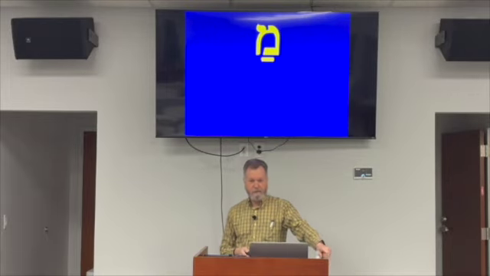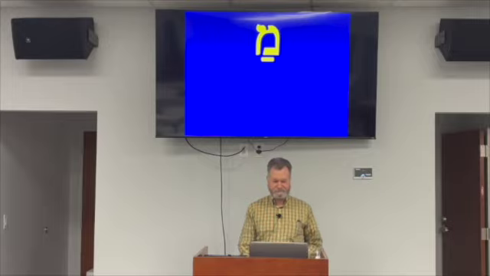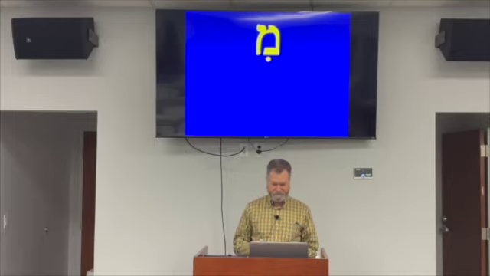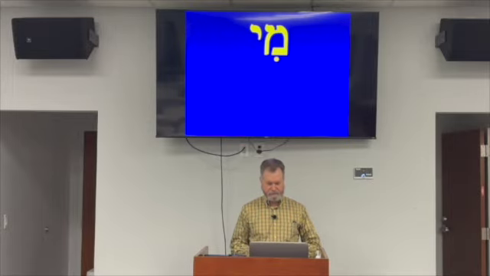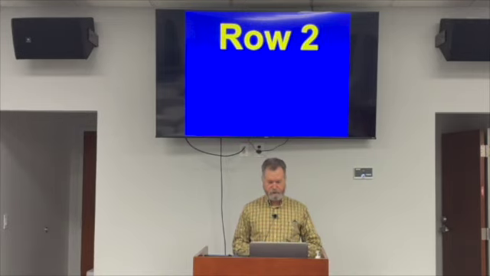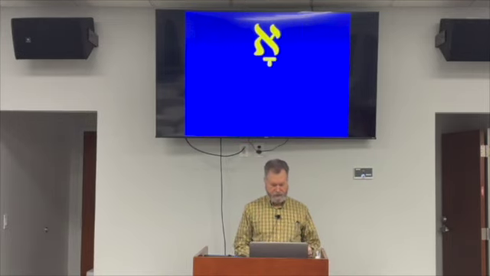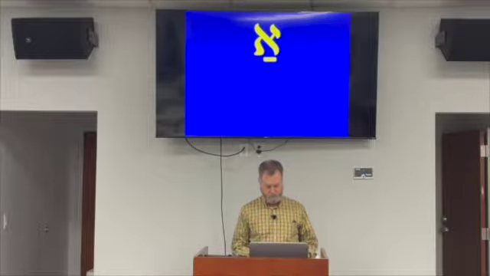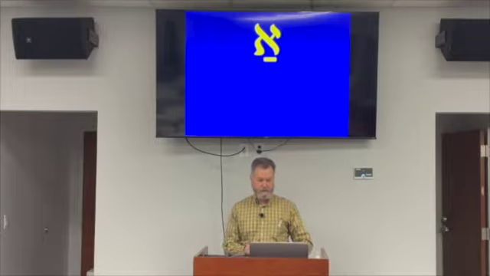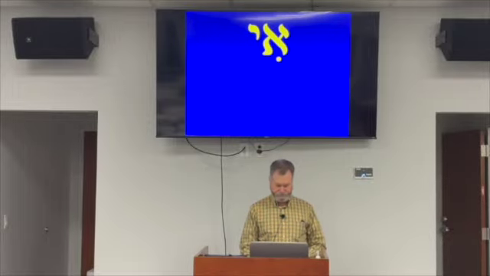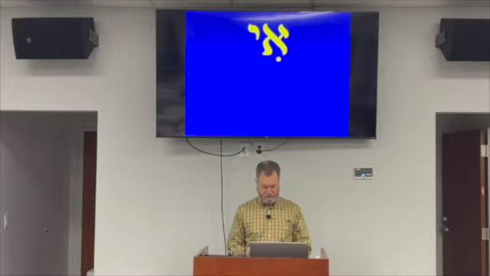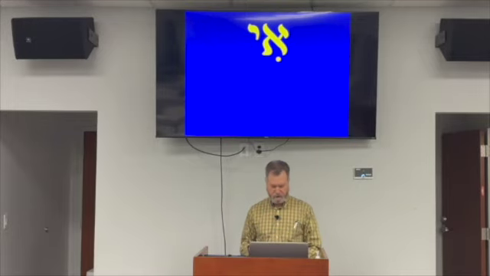How are we doing now? That's ma, ma, me, me. Row 2: ah, eh, e, E. All right, now let's put them together with some consonants.